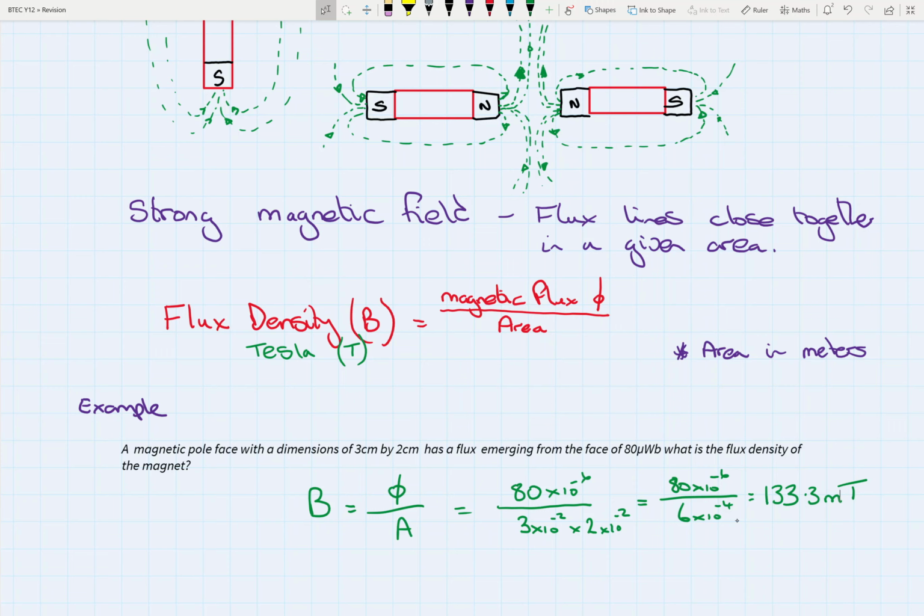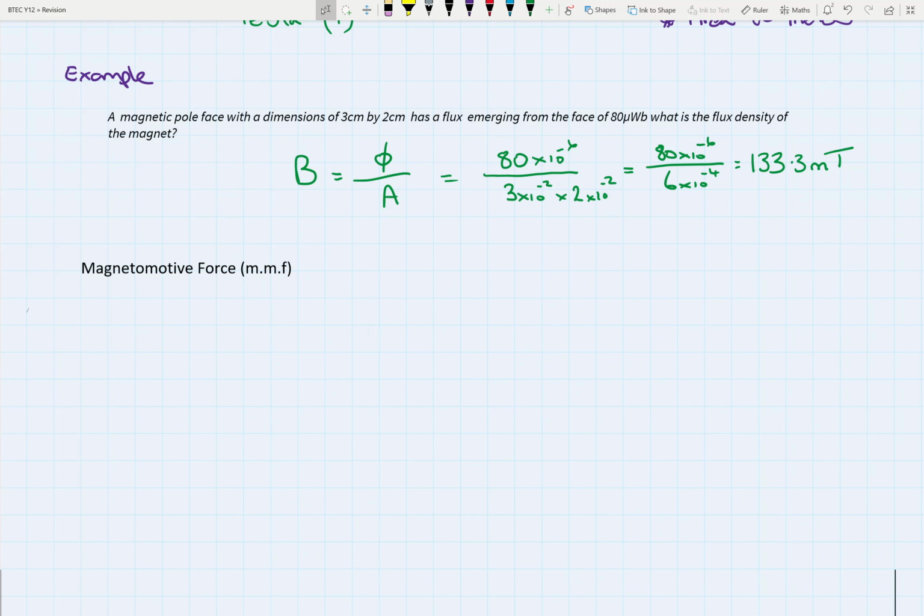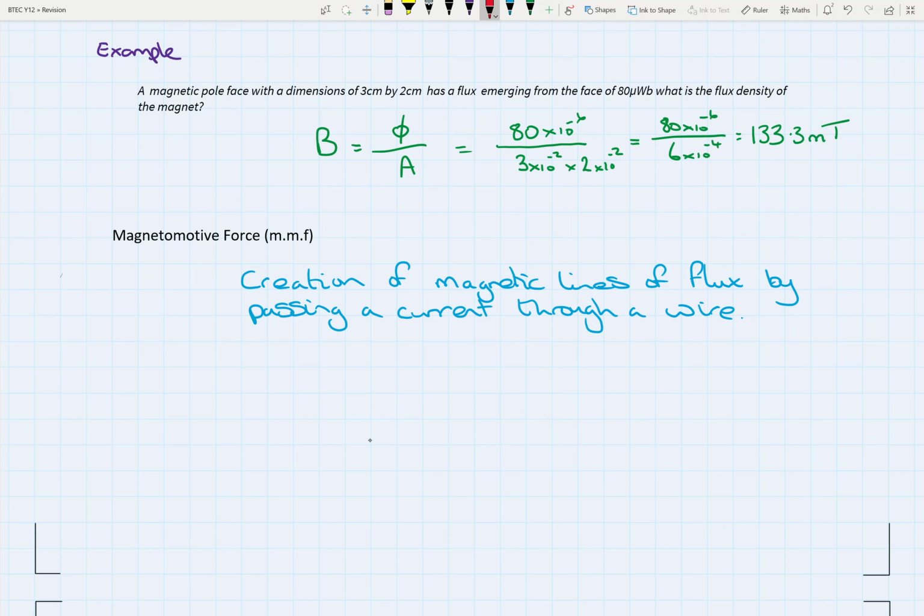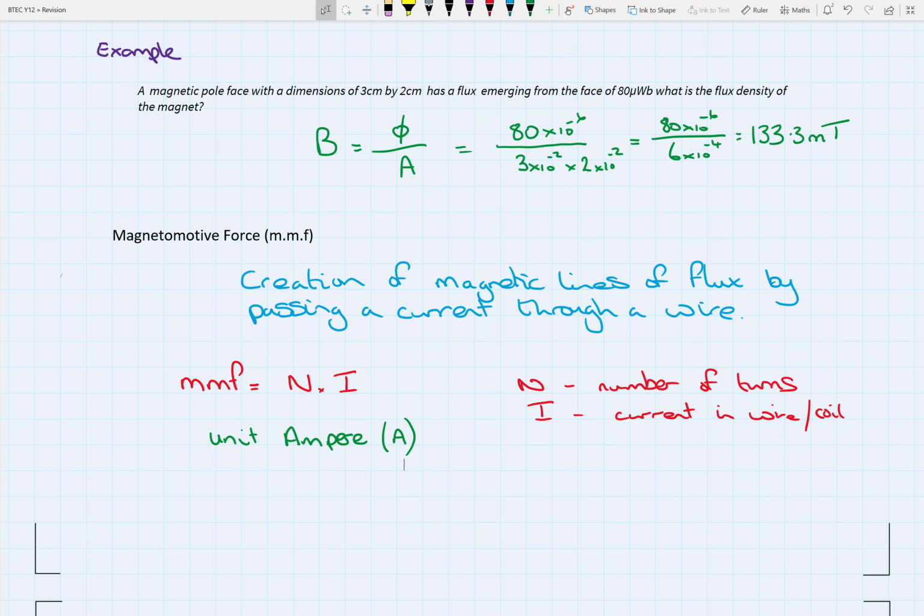There's nothing to it. So what I want to do now is look at magnetomotive force, MMF. If we create a magnet by passing a current through a coil of wire, we can look at what that generates. Our MMF is equal to the number of turns multiplied by the current, and the unit is the ampere, so we just use A.